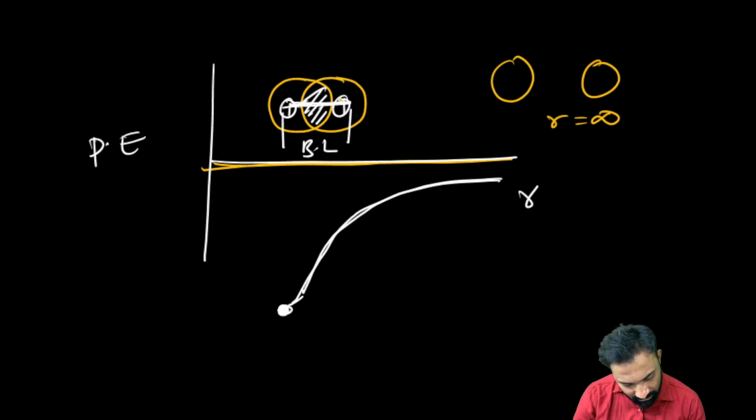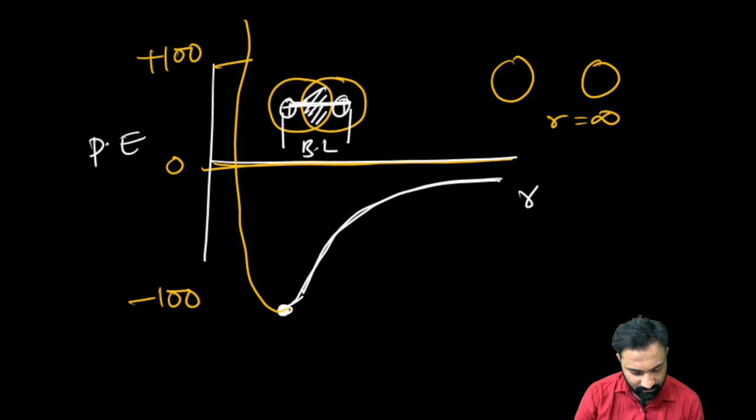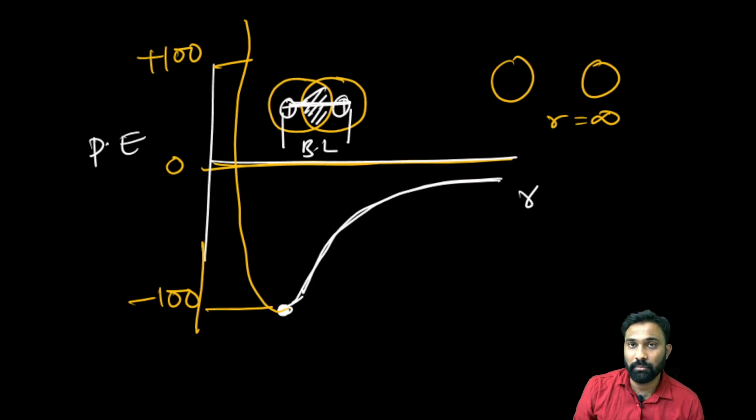Still if I want to decrease the radius, what will happen? Its potential energy will be increased in this manner. Now you see this is 0, this is minus 100 potential energy, and this is plus 100 potential energy. Clear? Now in this manner the covalent bond will be formed. How is the covalent bond forming? Due to the overlapping of the hydrogen atoms at a certain bond length, leading to one covalent bond.